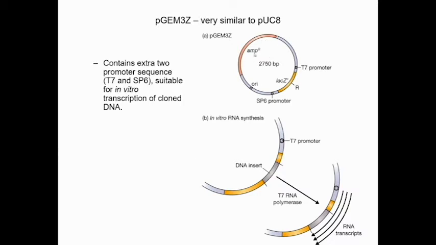All right, so we have the ampicillin resistance gene, origin of replication, and LacZ in the middle, and then we have 2 different promoters. So you can clone the gene inside here, and then you can induce the gene expression from the SP6 promoter or from the T7 promoter, and then you'll be able to study the transcription.